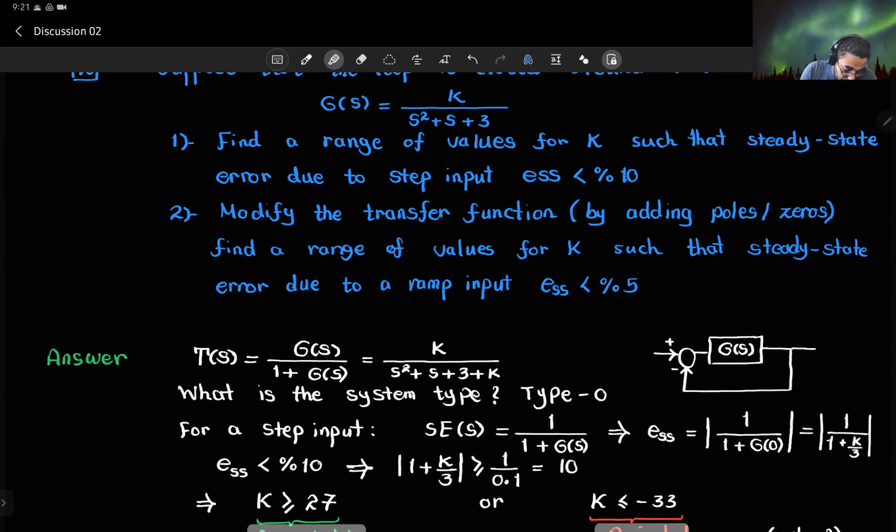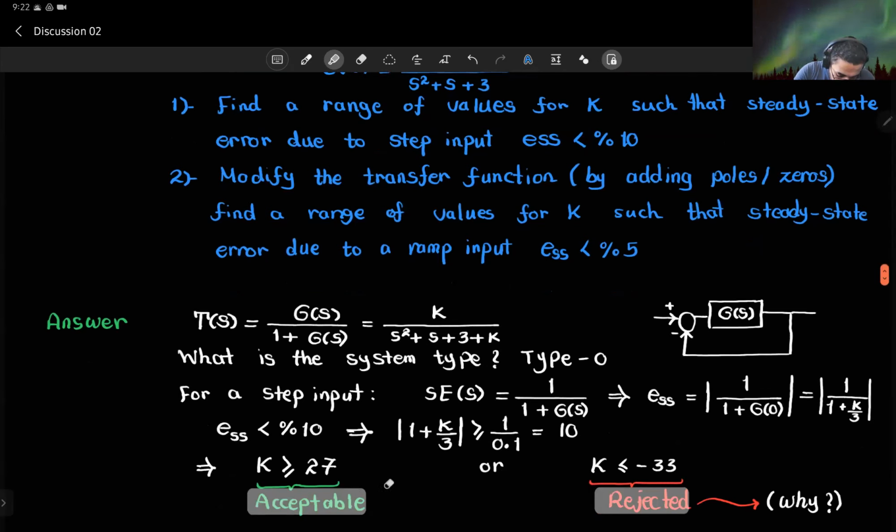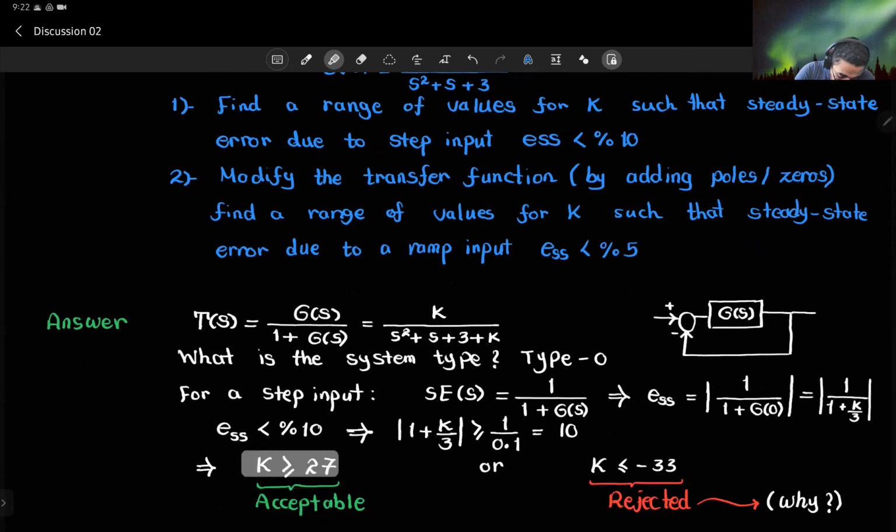Now, to have a steady state error of less than 10%, this implies that we want the absolute value of 1 plus K over 3 to be bigger than 1 over 0.1, which means that it has to be bigger than 10. So when you try to solve this inequality, you get two ranges, right? Either K is bigger than 27 or K is less than negative 33. So for instance, let's try 27. 27 divided by 3 is going to be equal to 9. 9 plus 1 is going to be 10, right? So the absolute value of 10 is equal to 10, so it satisfies the inequality.